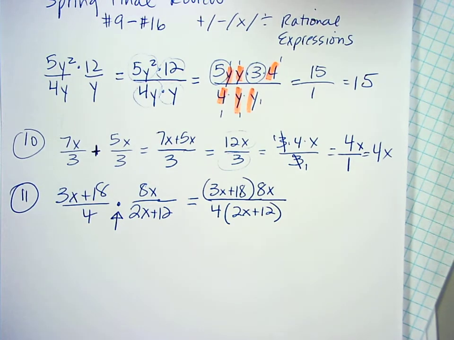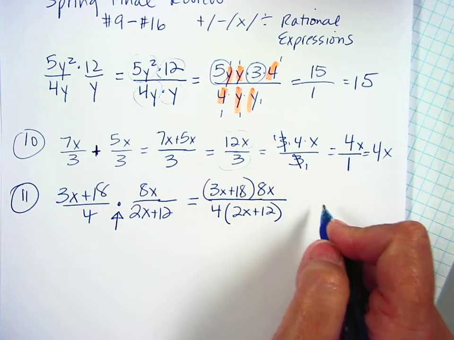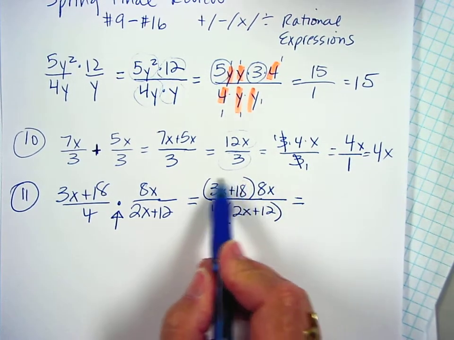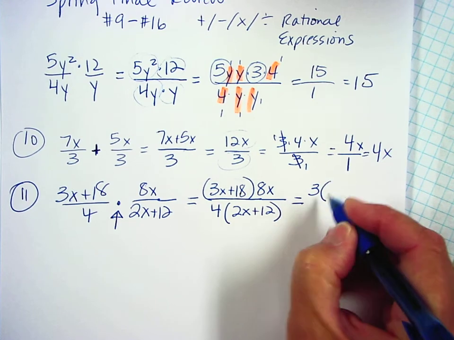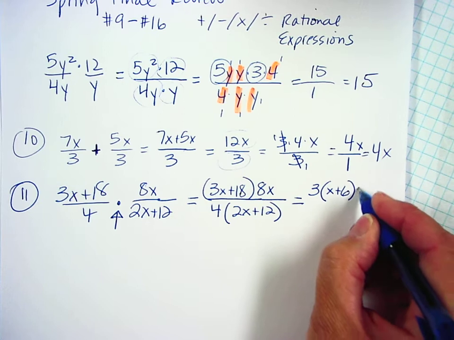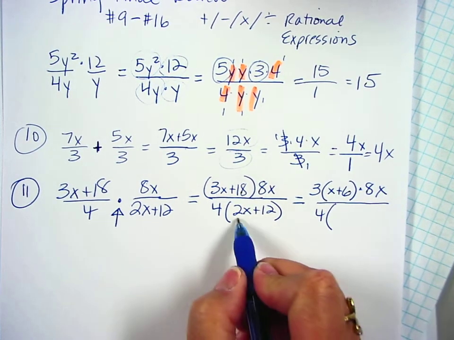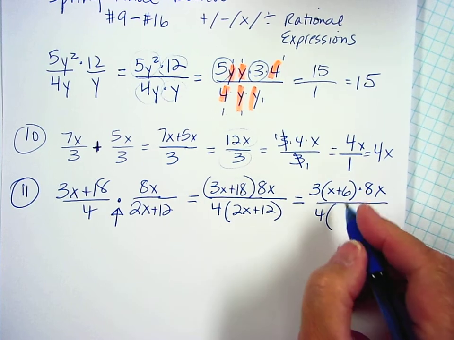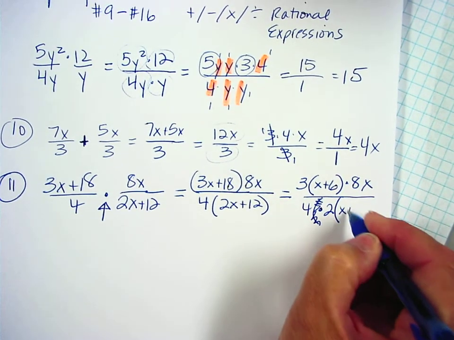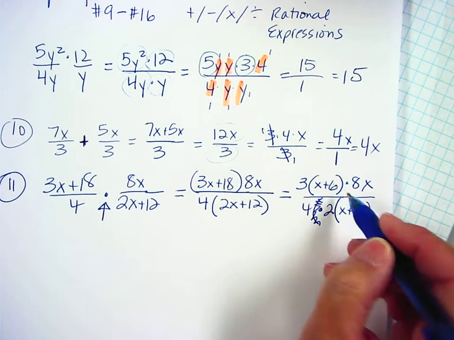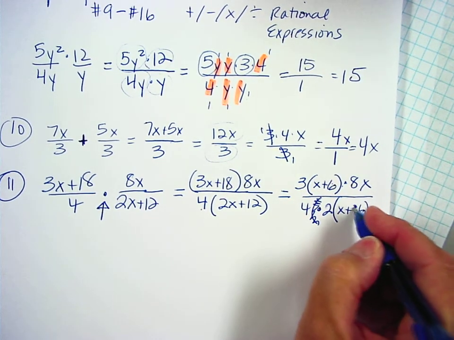Now, I could multiply these together and get a big fat polynomial and then factor it, but look at what else I can do. This is a polynomial. If I factor this, I look for a GCF. My GCF is 3. So I have 3 times x plus 6. And don't forget, I have my 8x here also. I have 4 here. This is a polynomial, so I'm going to look for a GCF, which is 2 times x plus 6. So I still have 3x plus 18 times 8x, and I still have 4 times 2x plus 12. Oopsie, this is a 6, not a 16.